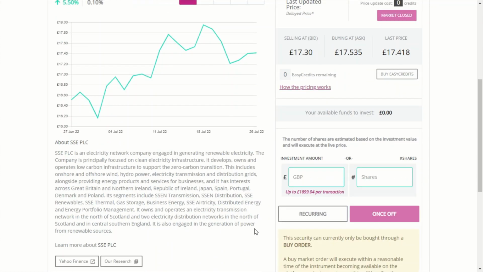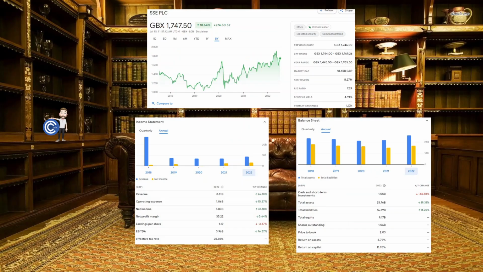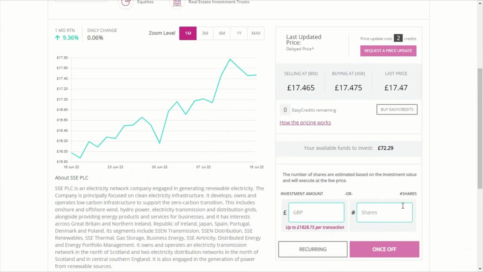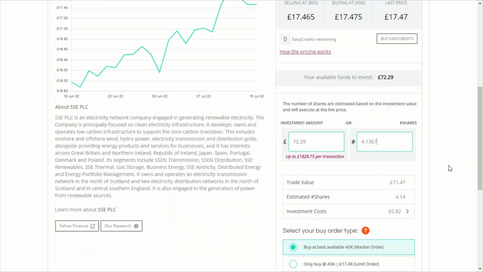So I won't go into detail on this video, but I looked at the reports and the financials and the future of energy policies in the country, and this was what I wanted to invest in for the long term. So I went and I bought £72 of shares at a cost of 82 pence, which is 1.1% in fees. I later went back and bought another around 4,000 rands worth of shares 5 days ago.